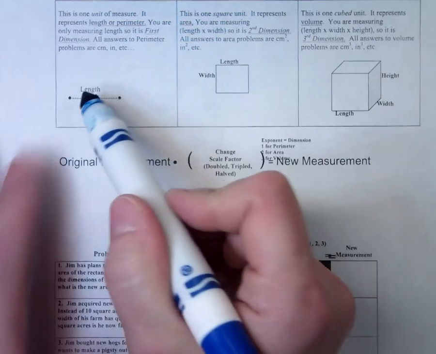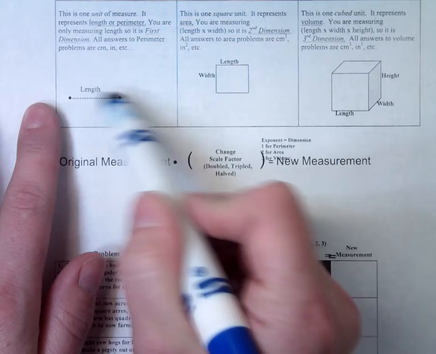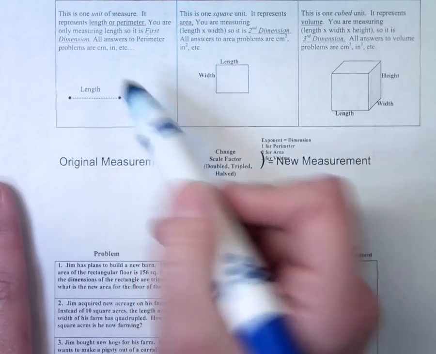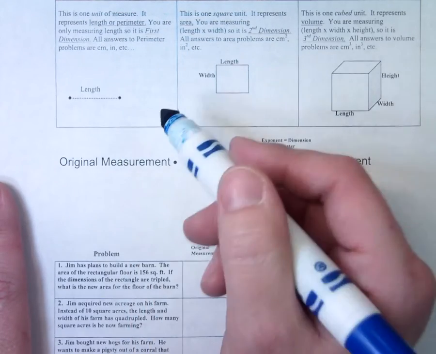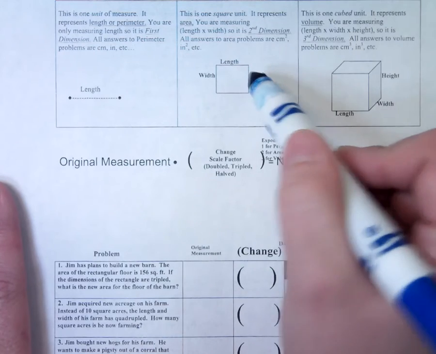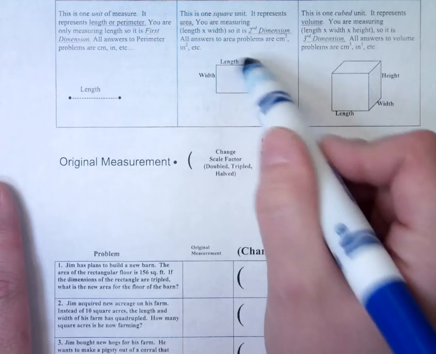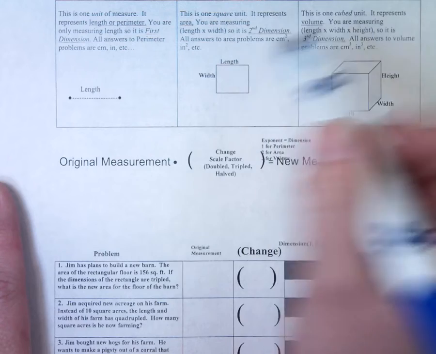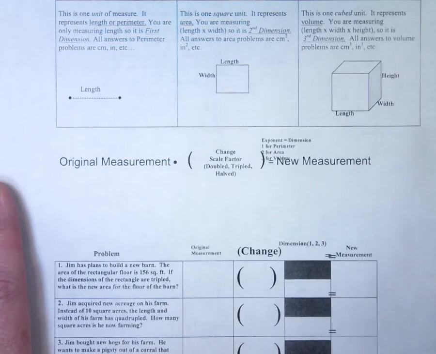When we're talking about length or perimeter, we're just talking about first dimension. That's when something's raised to a power of 1. Second dimension is your area. That's why we always have meters squared, inches squared, because that's your length times your width. And volume is always third dimension. That's always centimeters cubed or inches cubed. Those are raised to a power of 3.